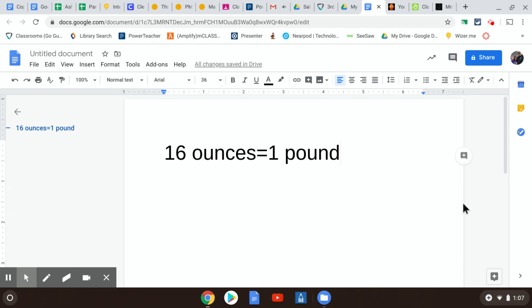Okay, so today we're going to work on talking about, let me get the title of the lesson, customary units of weight and metric units of weight. So kind of what we did yesterday.